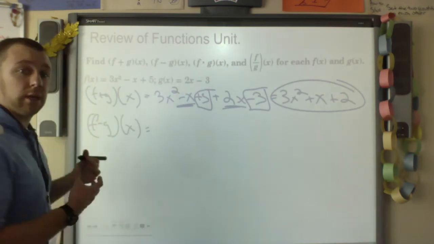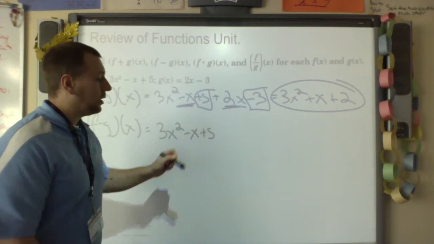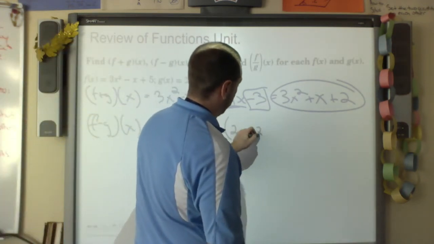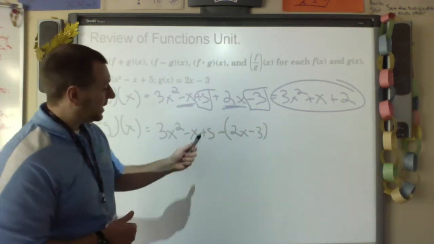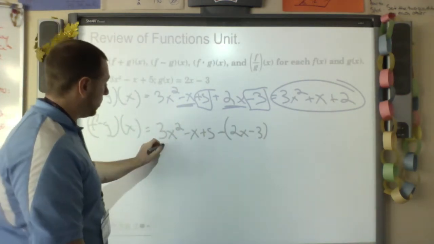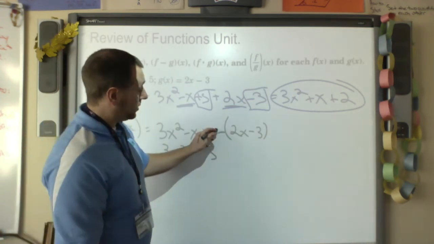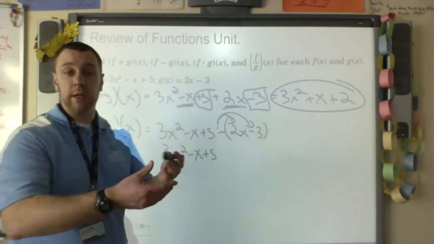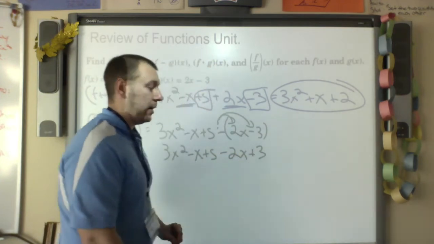The next one, f minus g of x. Again, I start with my f function. Now I subtract my whole g function. Now this is where people always make the mistake, because I subtract the whole g function. That's why I put it in parentheses. So this doesn't change, but this changes the signs on both of those. I'm distributing a negative 1. So this is minus 2x. Now this is plus 3.